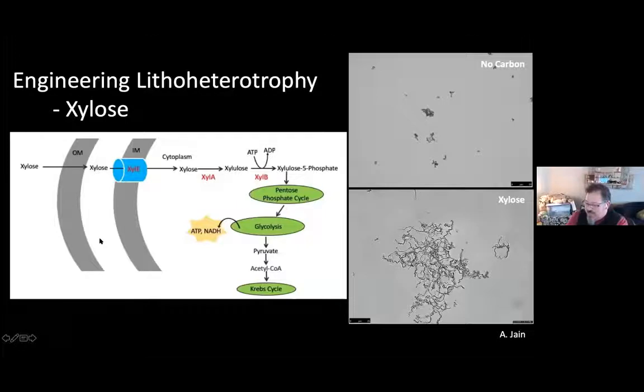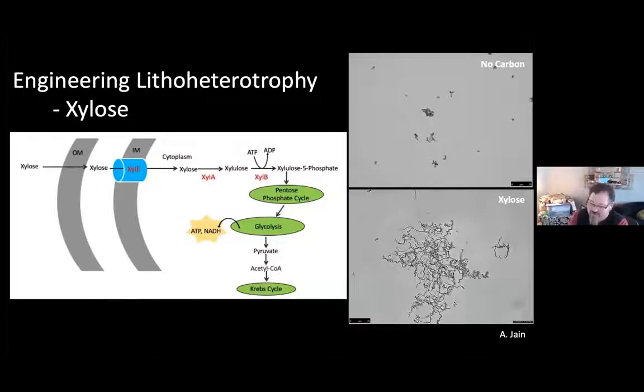Okay, so making them glow green is fun, but it doesn't really teach us anything, although it can help us do some things using microscopy. But really, what we wanted to do is to try to get these guys to grow better under lab conditions. And we began trying to teach them how to eat fixed carbon.